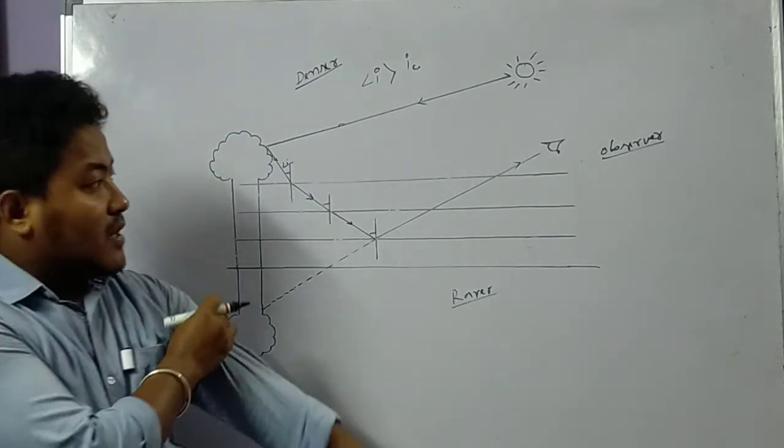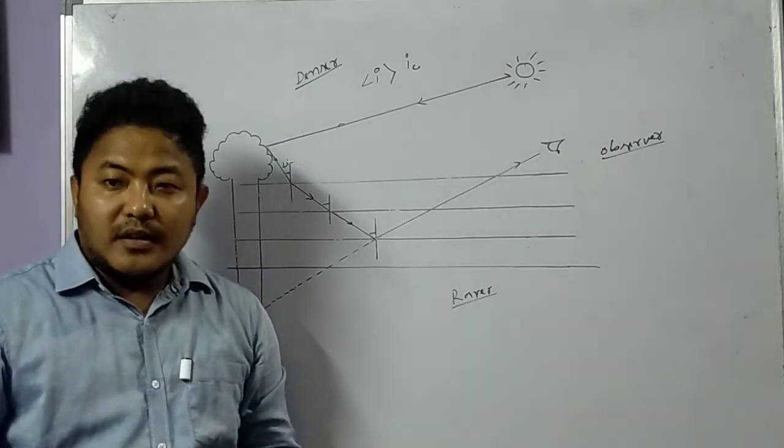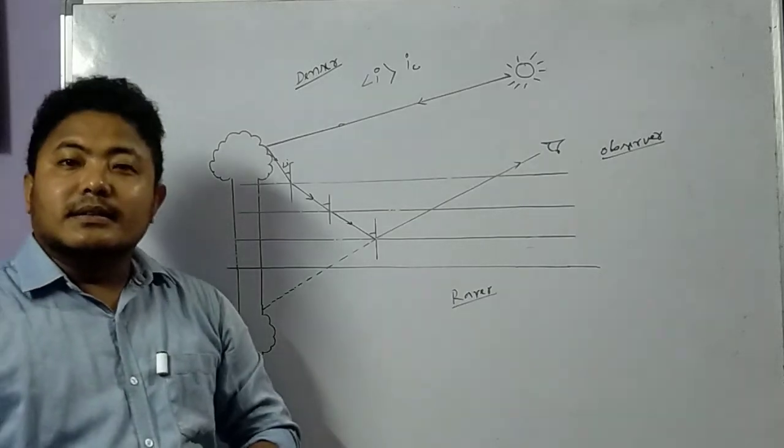In the next class, we will discuss the prism and optical fiber, and how total internal reflection takes place in them.